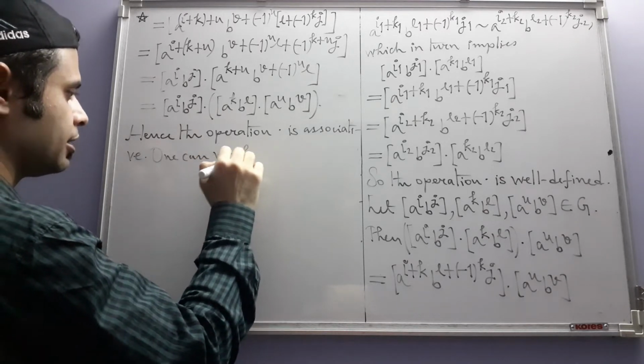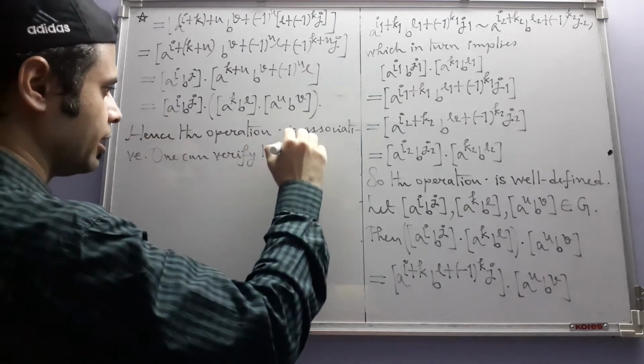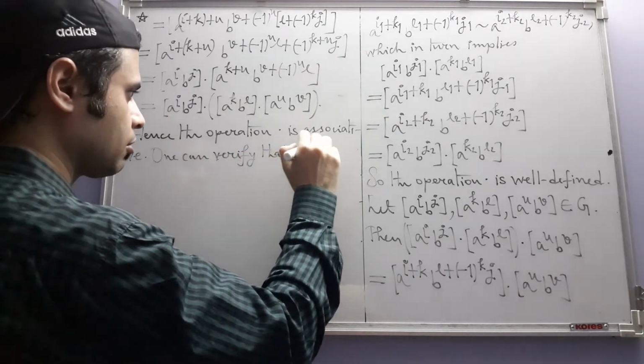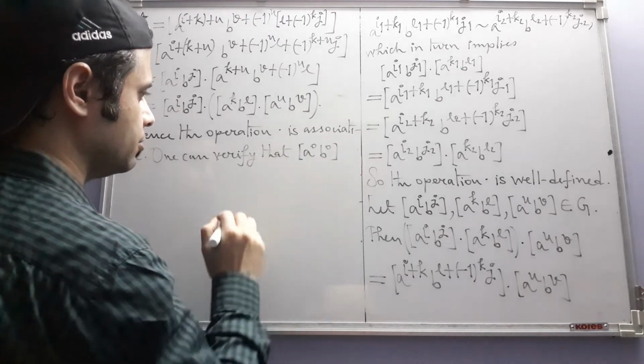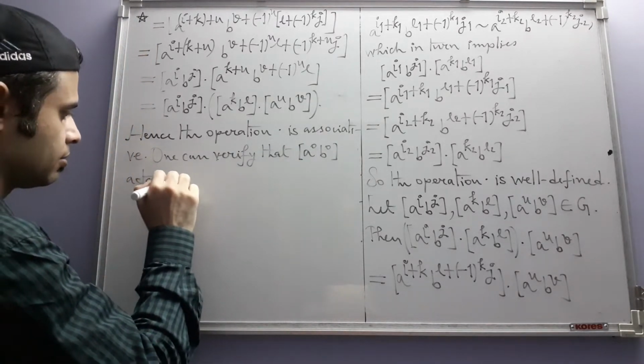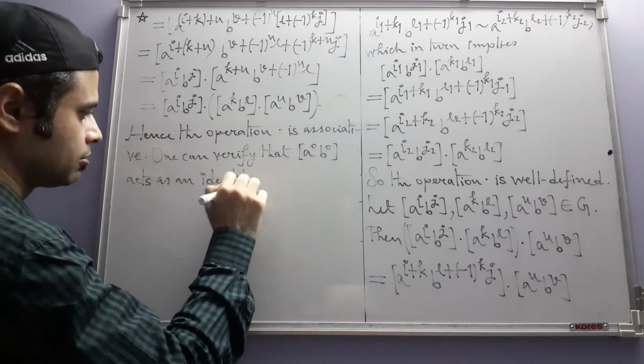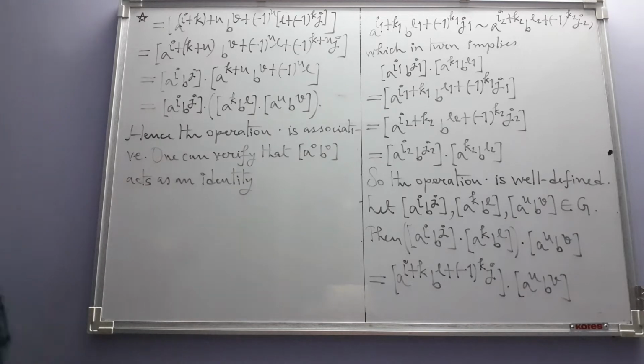One can verify that a0 b0 acts as an identity. Give me a moment, okay.